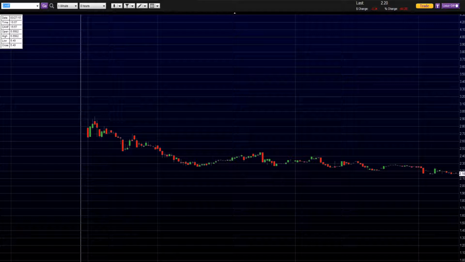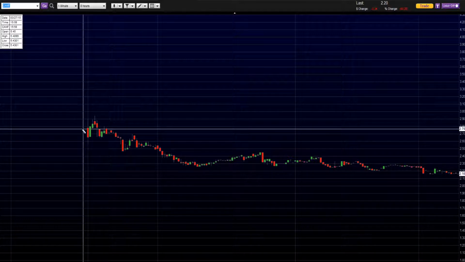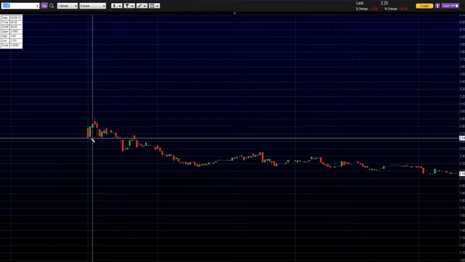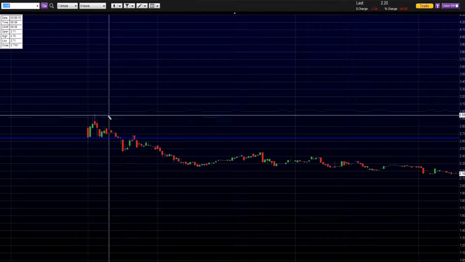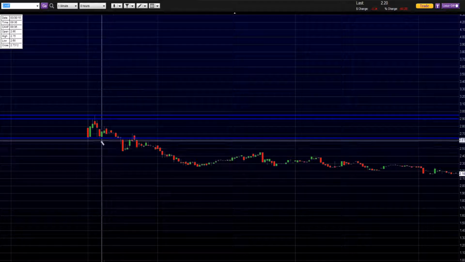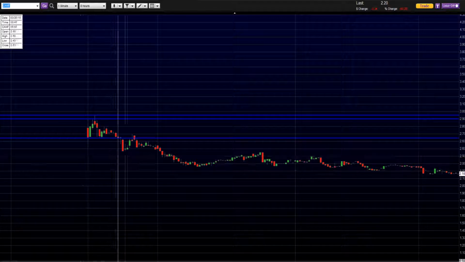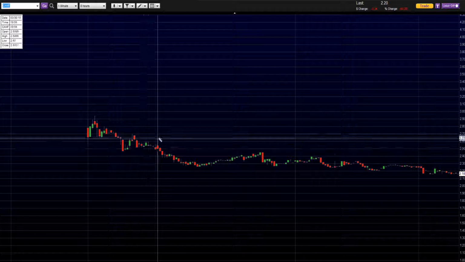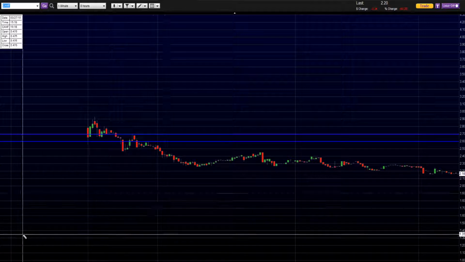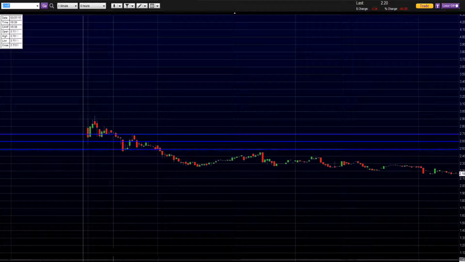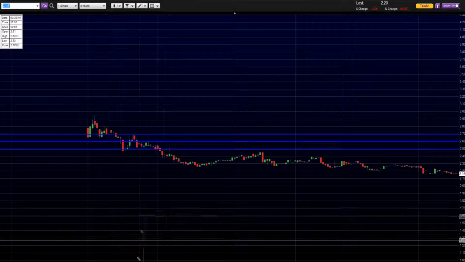So in this case, you'd want to confirm the breakout below here and stop, of course, above here, that range in there. Or you would use this level. Something like that.